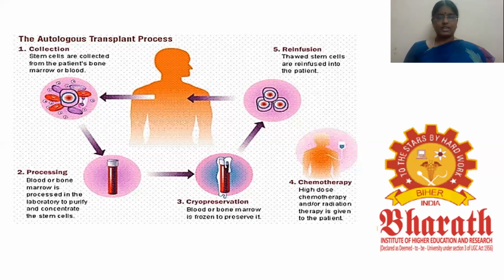And the fourth one is chemotherapy. High dose chemotherapy or radiation therapy is given to the patient. And the fifth one is reinfusion. Thawed stem cells are reinfused into the patient. So these are the 5 major autologous transplant processes involved in the mesenchymal stem cells.